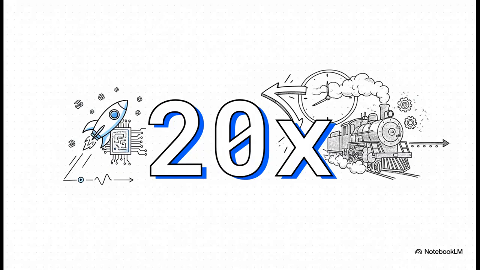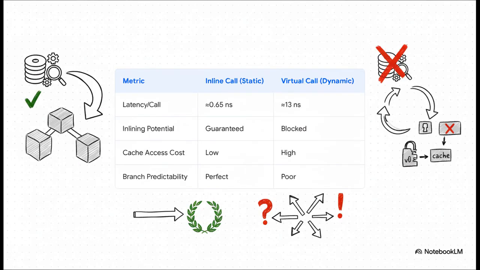So how not free are we talking? Well, benchmarks show it can be around 20 times slower than a regular function call that the compiler can just inline directly. You're looking at a jump from under a single nanosecond to 13 nanoseconds or even more for one single call. And what's really fascinating here is the why.